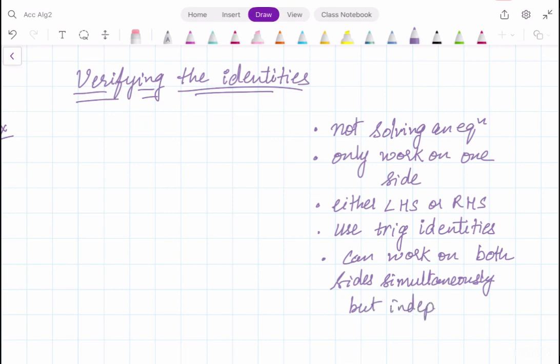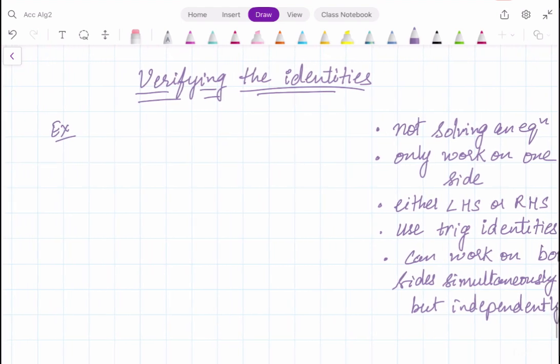Sometimes when the expressions are quite long, it is a good idea to work on both the sides. But always try to work on one side and try to prove to the other. If that doesn't work, then yes, you can work on both sides. Let's take one example.